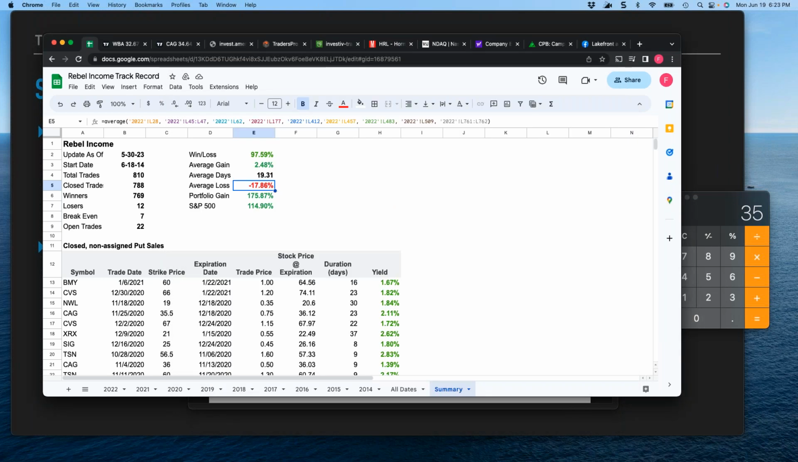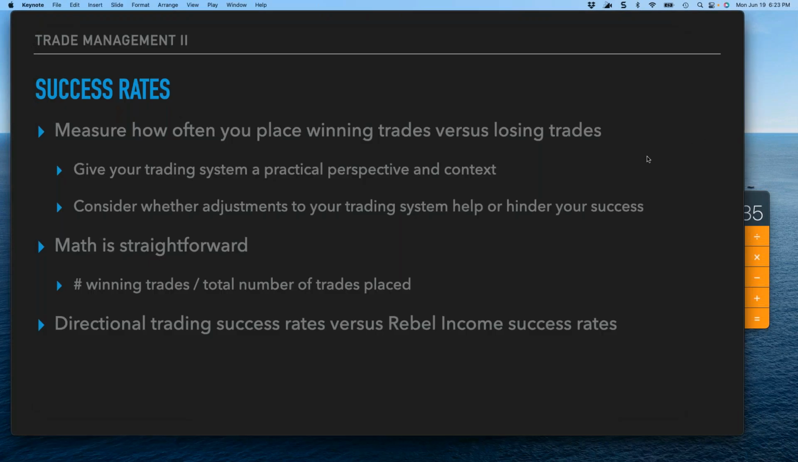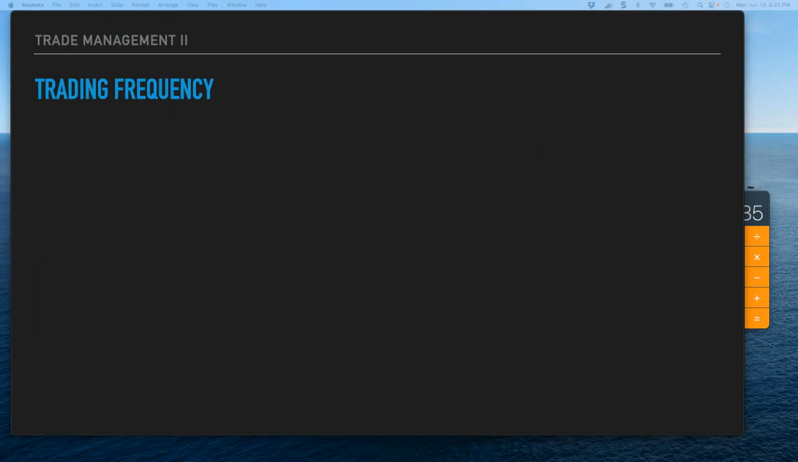This is why the overall win-loss rate that I have with Rebel Income becomes so much more important. And when I can flip the probabilities to where I am winning more often than I'm losing, I can accept much lower individual average gains on my trades. Okay, so that's the directional trading success rates versus Rebel Income.